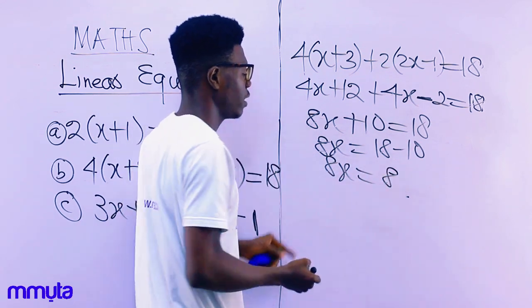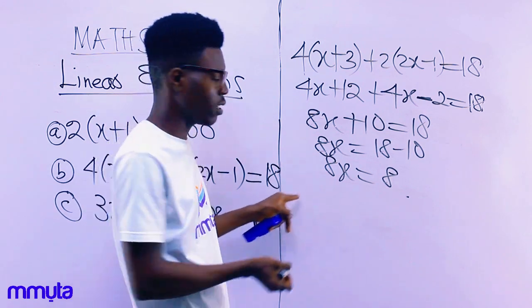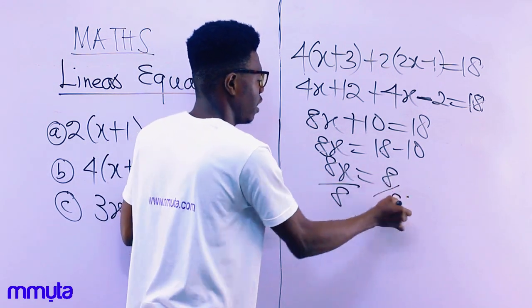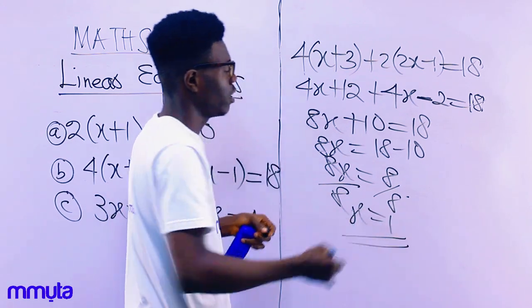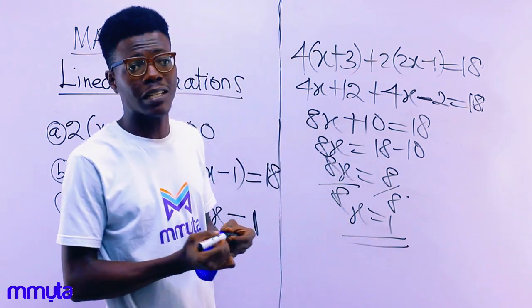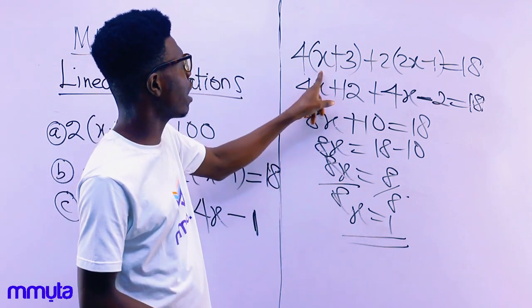So we have 8x equal to 8. Now divide both sides by the coefficient of x, which is 8. You have over 8 over 8. Cancel, cancel. x is equal to 1. So x with the value of 1 satisfies our equation. If you want to verify, you can put 1 back.